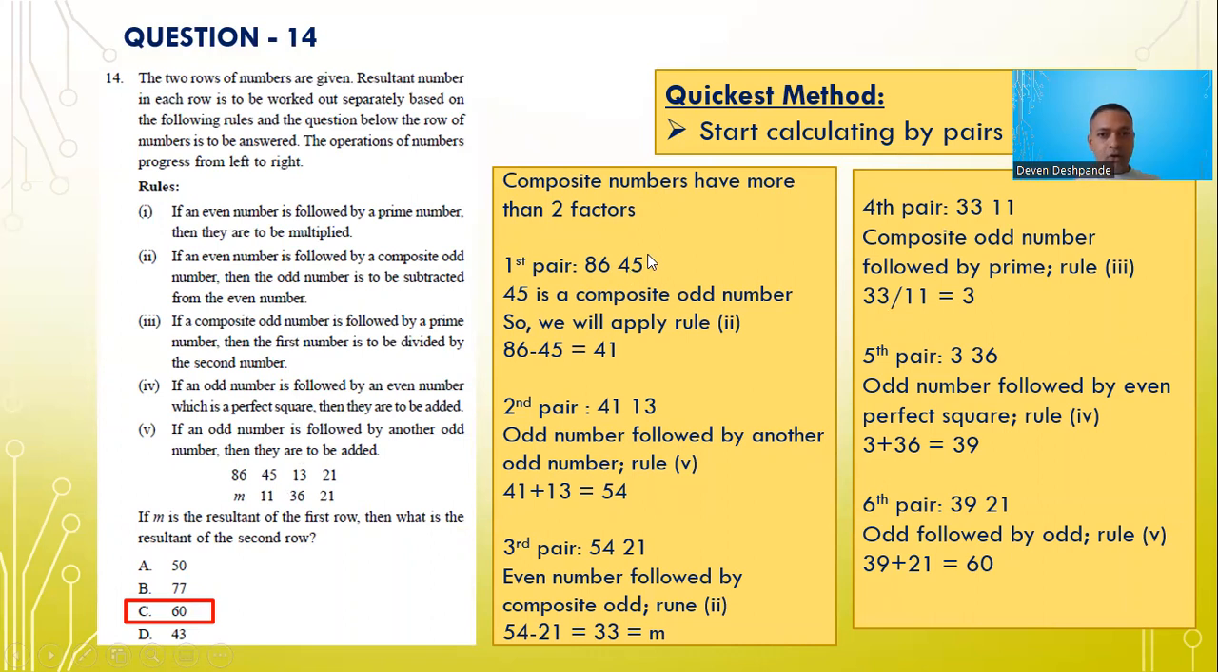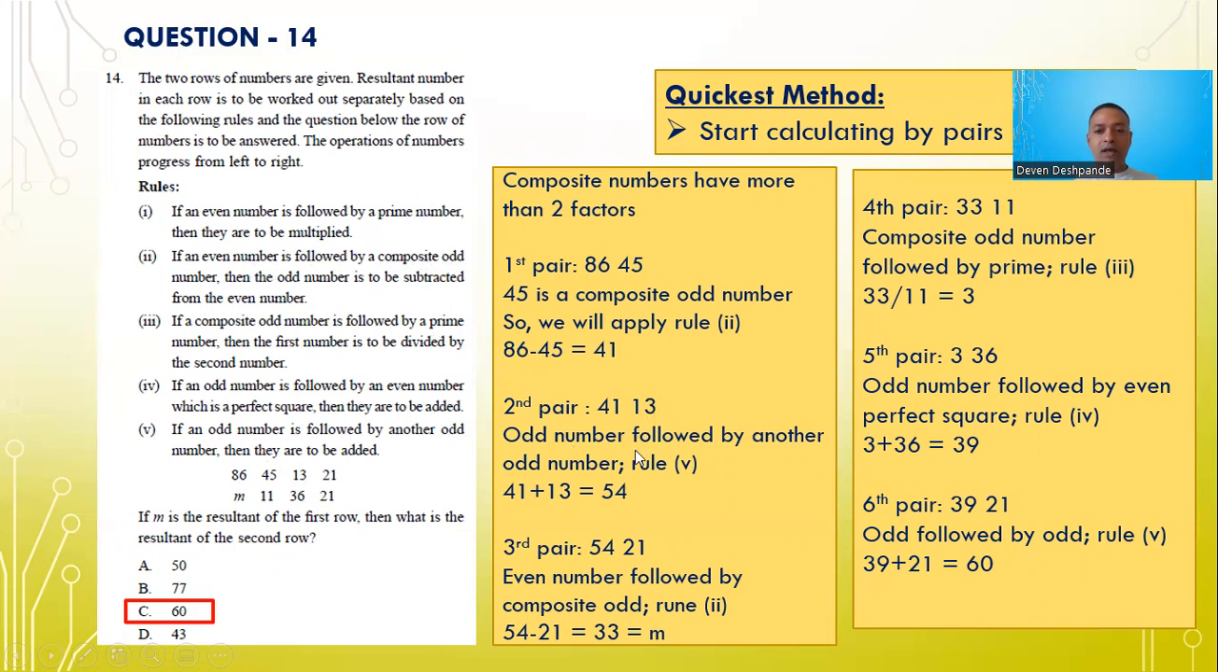So even number 86 followed by a composite odd number. Then the odd number is to be subtracted from the even number. So subtract 45 from 86. 86 minus 45 is 41. So now the result of this is 41. So the pair will be 41 and 13. Second pair is 41 and 13.